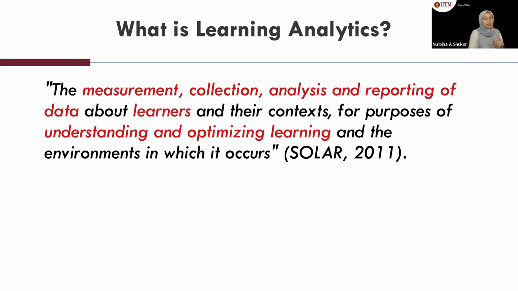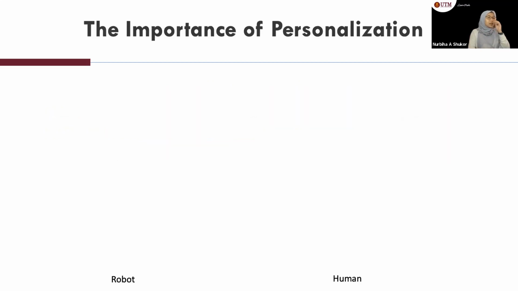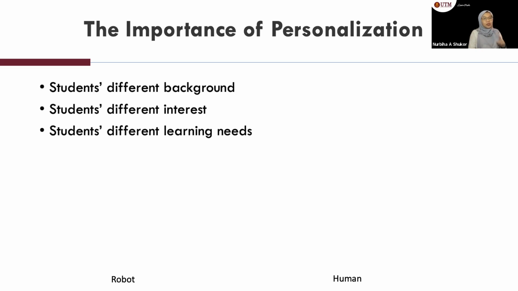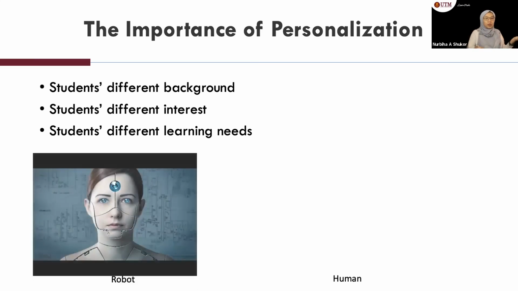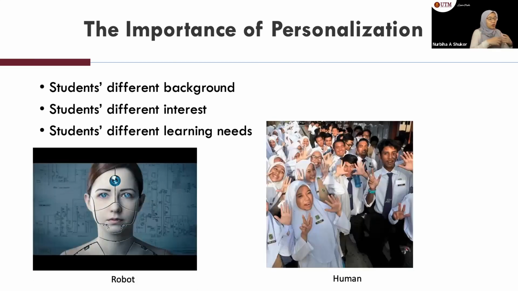Okay, so that is learning analytics. Okay, kenapa learning analytics ni is important? Okay, number one is because students come from different backgrounds, they have different interests, and students have different learning needs. When they have too many variables, okay, kita ni each and every one of us are unique and we are not robots. We are human, so each and every one of us are unique.